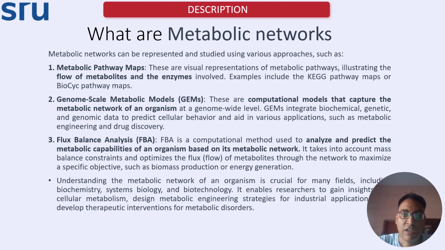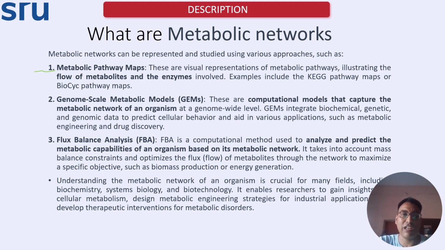Now, extending our discussion further, there are three categories of metabolic networks. The first one is the metabolic pathway maps, which just include the flow of metabolites and the different enzymes involved, just like a biochemical pathway. It includes all the KEGG databases, different enzymes, different parts, all put together, just like the EcoCyc and BioCyc databases. All of them come here.